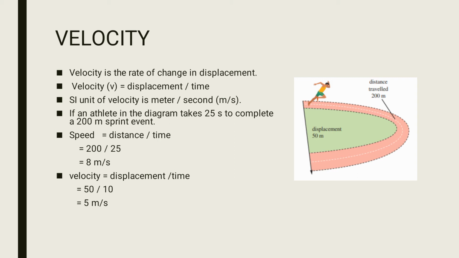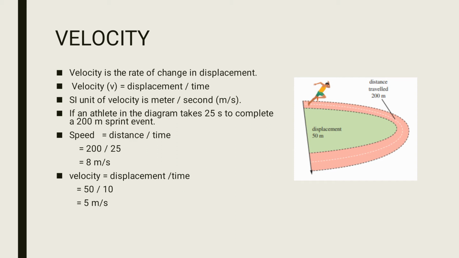The athlete finished the track in 25 seconds. The distance of track is 200 meters. So, the speed is distance by time, distance is 200 meters and time is 25 seconds. So, which gives 200 meters divided by 25 seconds. This gives the answer of 8 meters per second. So, speed of the athlete is 8 meters per second. That is, in 1 second he covers 8 meters.